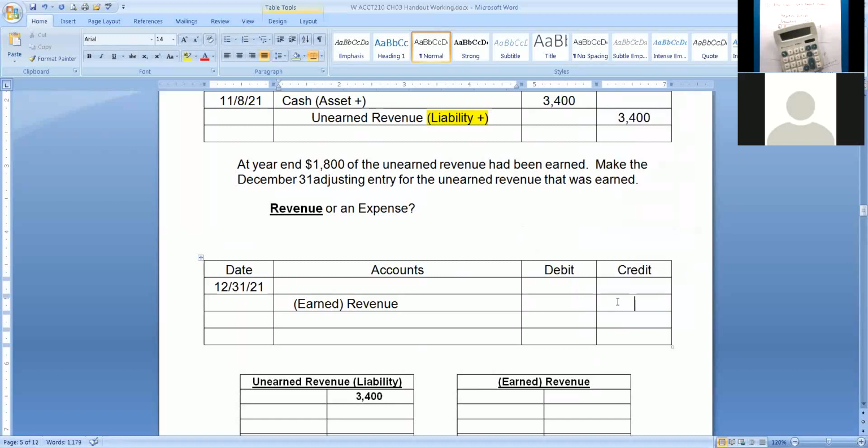$1,800. Yeah, they tell us that, so 1,800 had been earned. So we're going to put that in earned revenue, and we are going to take it out of unearned revenue, which is a liability, and it's going down.